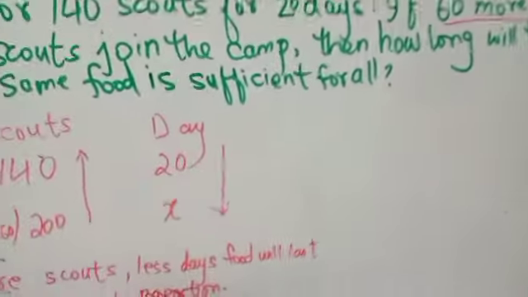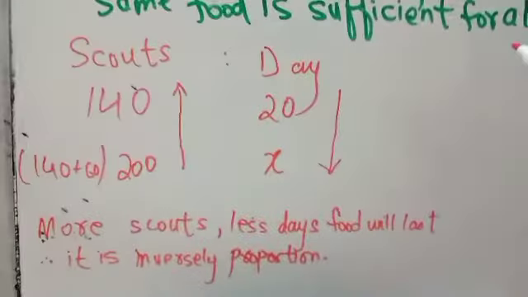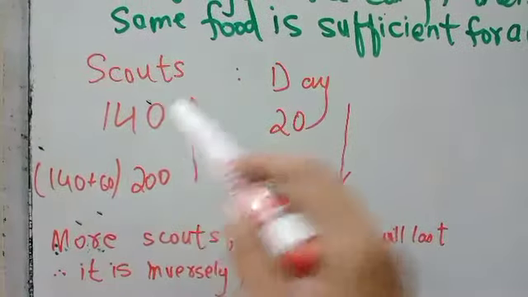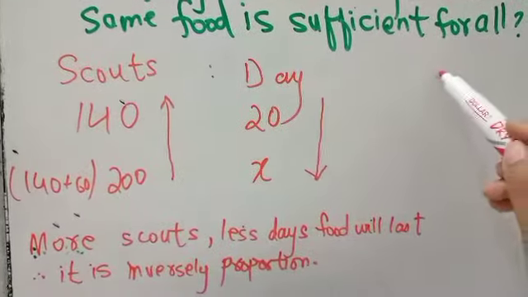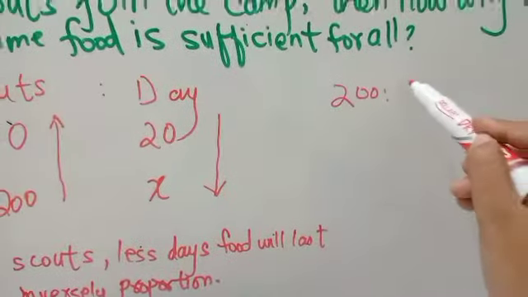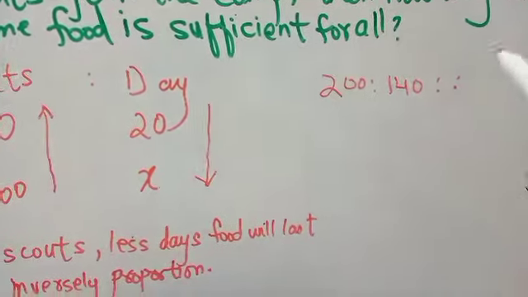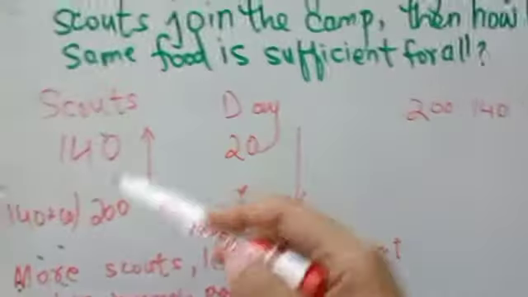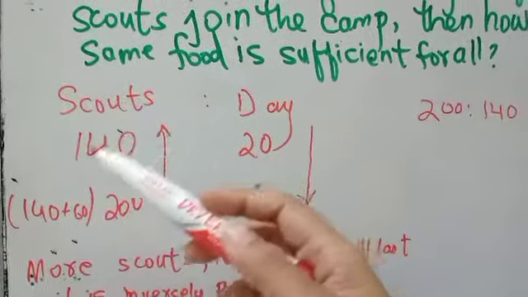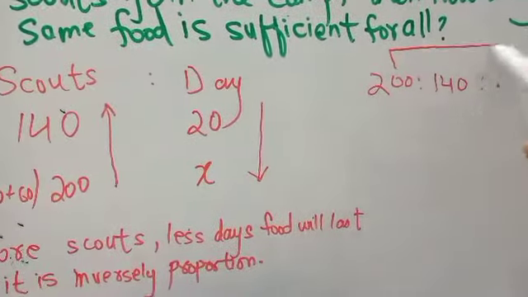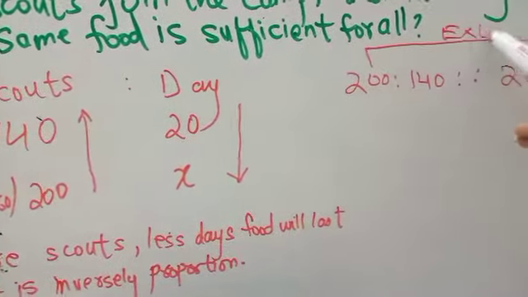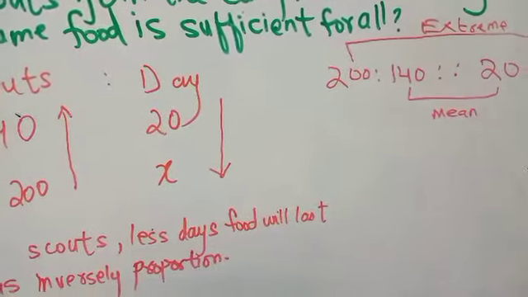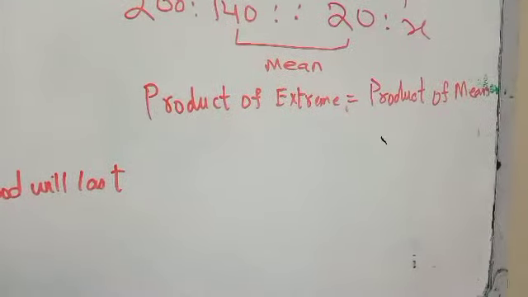Now again we will make the sum. How will we make the sum? You have to remember that since it is inversely proportional, you will write this one oppositely. You will not write 140 is to 200. Instead you will write 200 is to 140 proportion 20 is to x. This you will write from first to last, but this you will write from last to first because it is inversely proportional. This is extreme and this is mean. Product of extremes is equal to product of means.